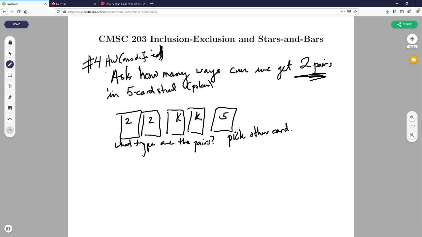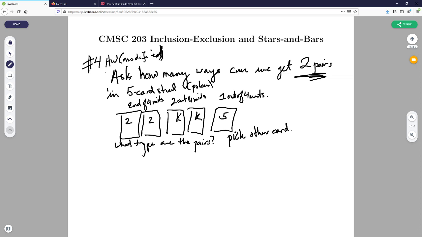Okay, and then you have to pick the other card. And so then we have to pick 2 out of the 4 suits for this pair, 2 out of 4 suits for this pair, and 1 out of 4 for this card.